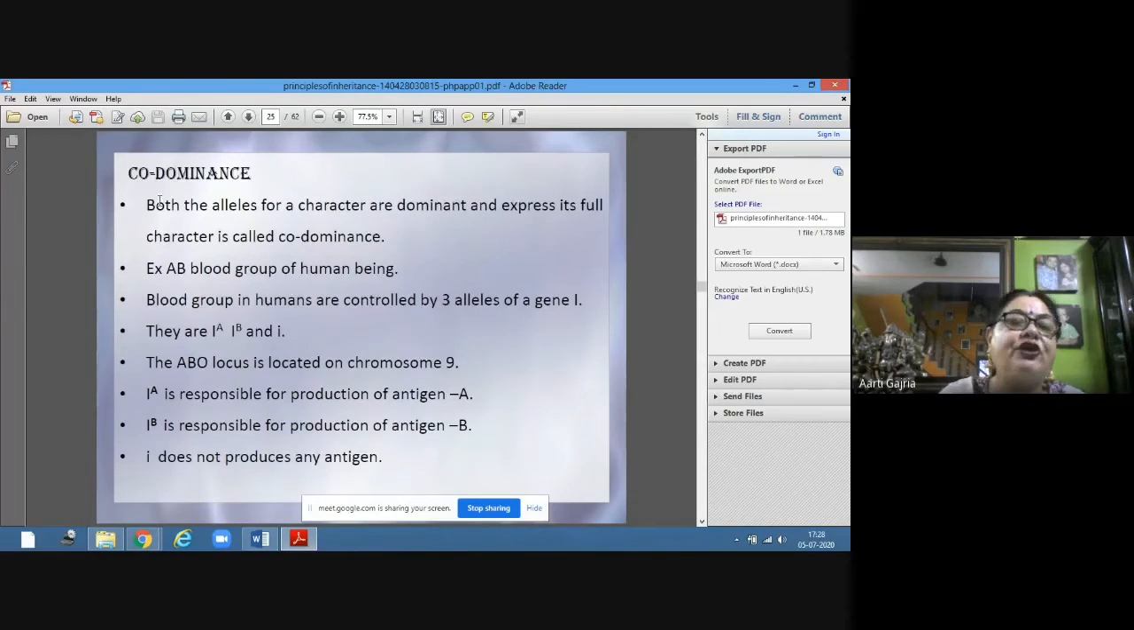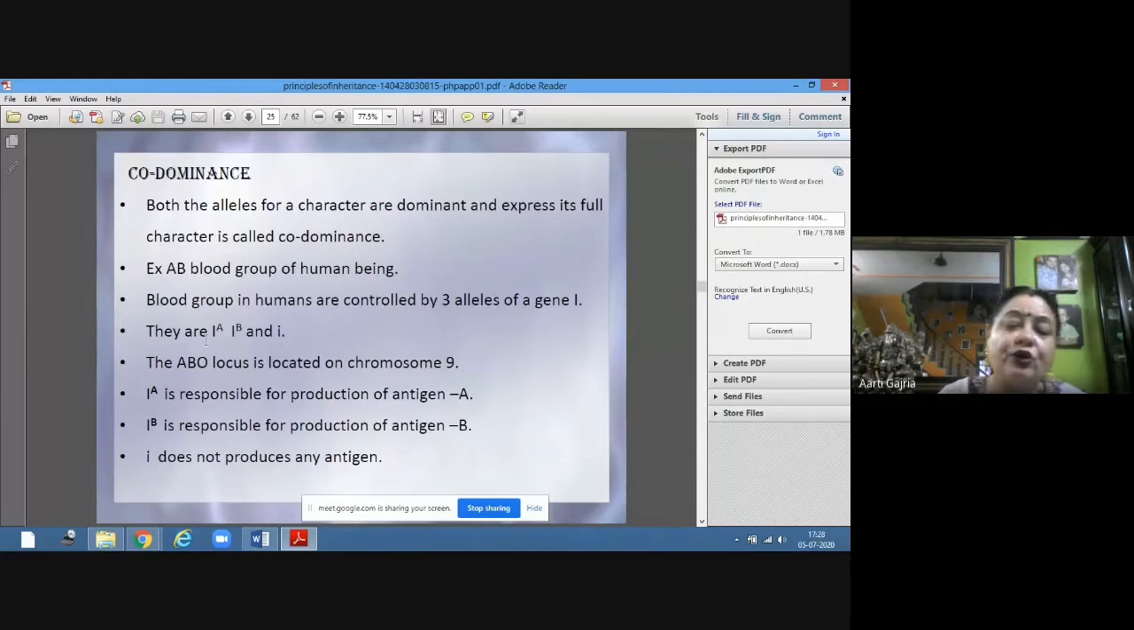So what is codominance? Where both the alleles for a character are dominant and express their full character, then this phenomenon is called codominance. AB blood group of human beings is a very good example of codominance. So blood groups in humans are controlled by three alleles of gene I. What are the three alleles of this gene? IA, IB, and i.